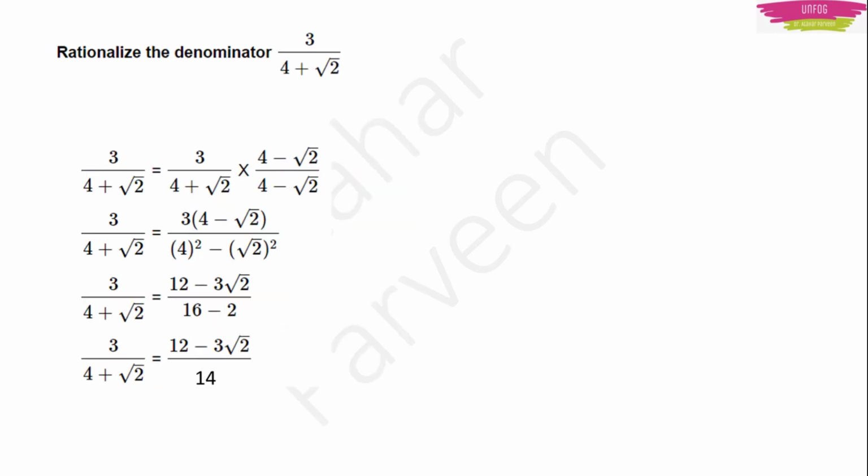Next, if you have a question like this, 4 plus root 2, what is the conjugate? 4 minus root 2. Same thing only. Just to explain how to rationalize the denominator, I have given the answers also. You can work it out by yourself.